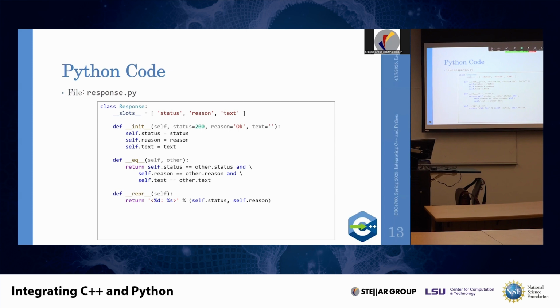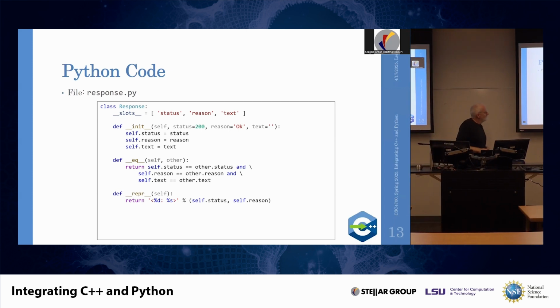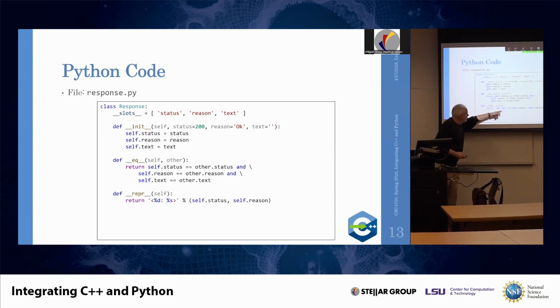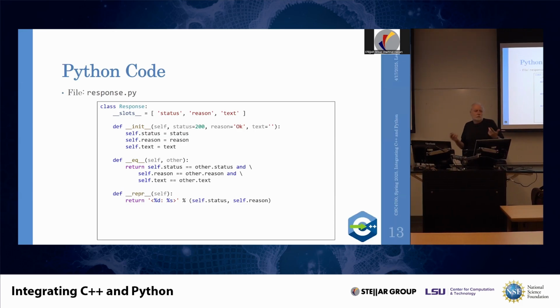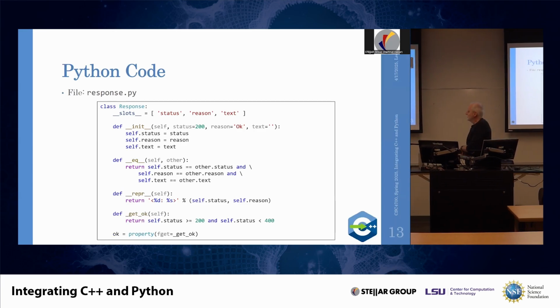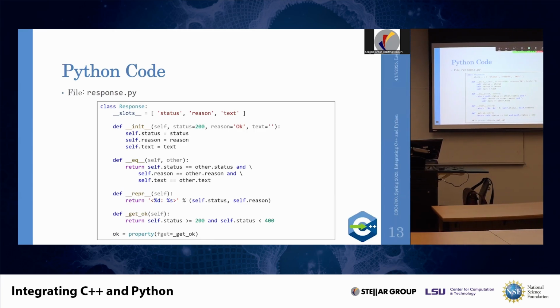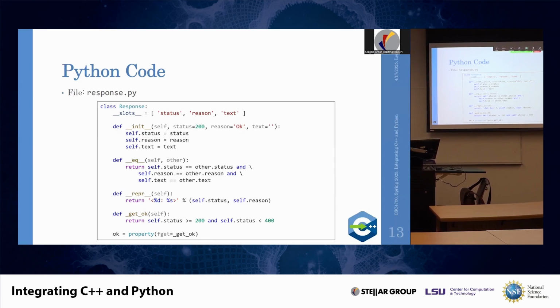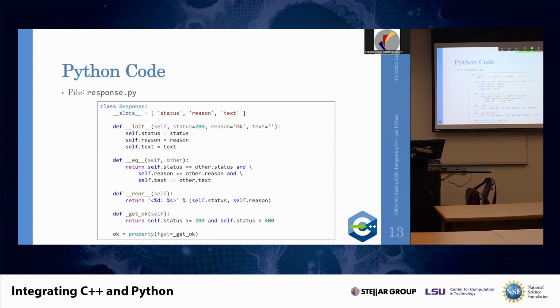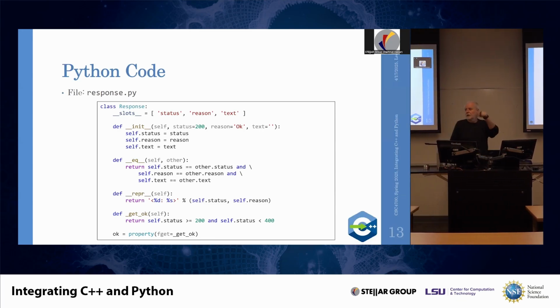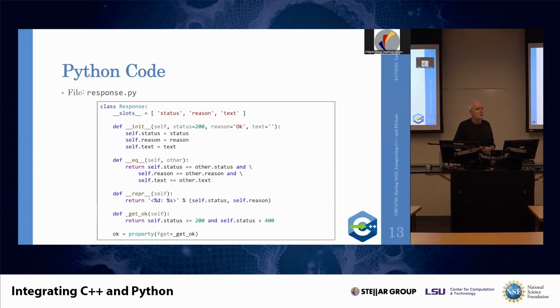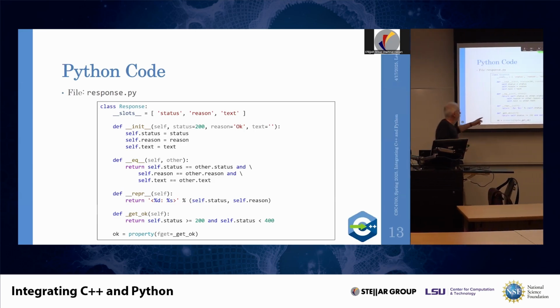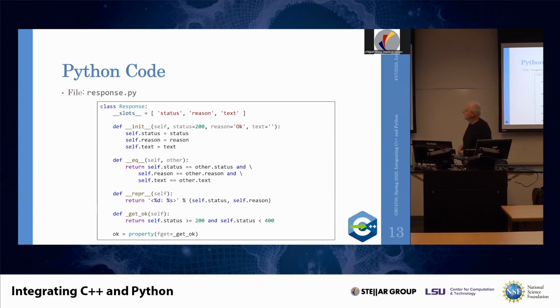And you implement that on your type by creating that underscore underscore wrapper function, which in this case just gives us the status and the reason, but you could do whatever you want there. And last but not least, just for the sake of it, I want to define a read-only property called OK, which I can use on my instances. So I can say response.ok, and it will give me true or false, depending on whether the status is in a certain range of HTTP responses.